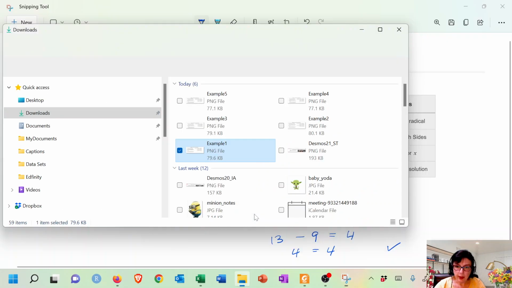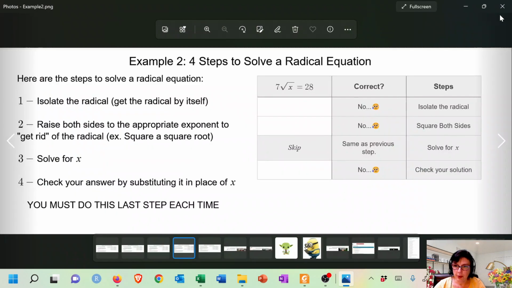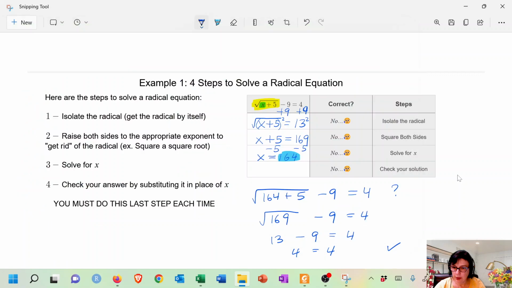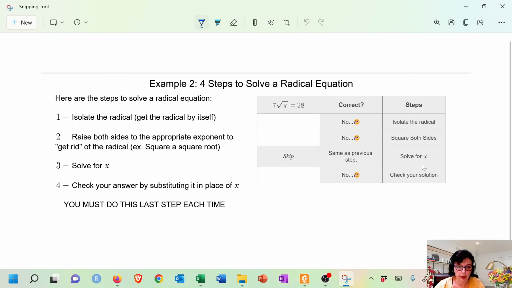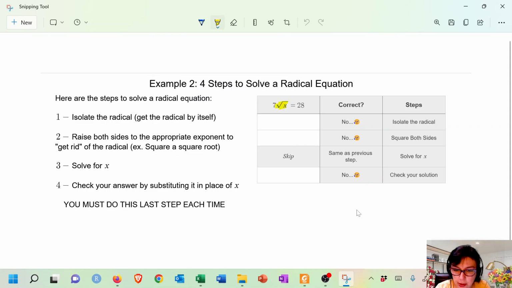Okay, now let's take a look at the next example. So the next example, oops, I opened it using the wrong app. One second. Let me open it to this one so I can actually write on it. Okay, so here what we want to do is isolate the radical. And so the radical is on the left side. We can see it. It's right here. But there is also a 7 in front of it. So you need to get rid of it.